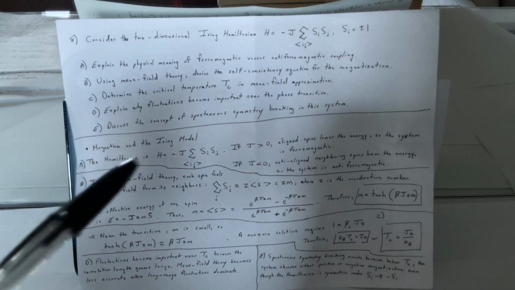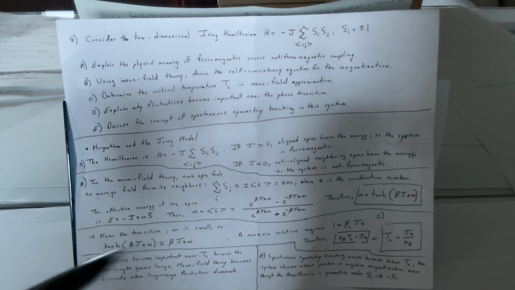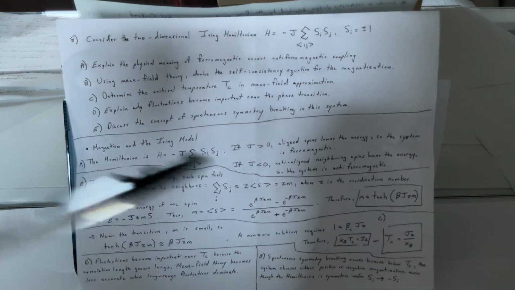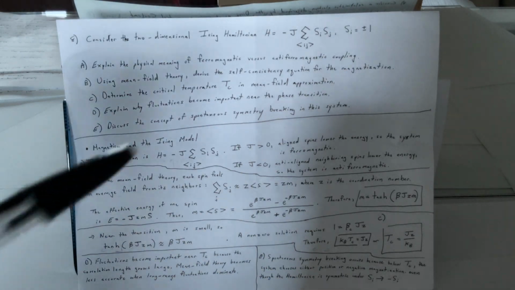Okay, so here's the Hamiltonian. If J is greater than 0, this is canonical textbook type stuff here.